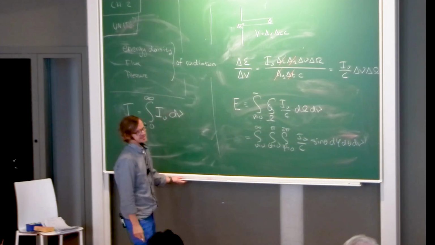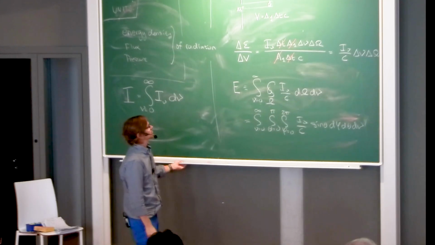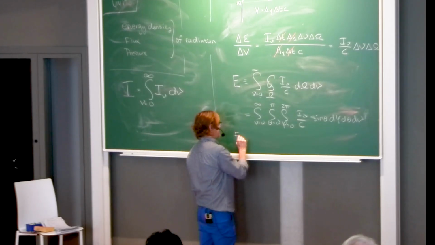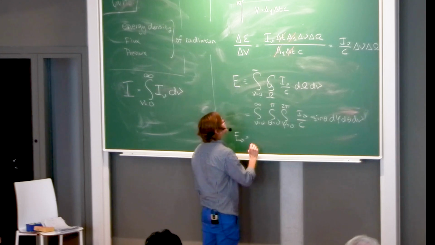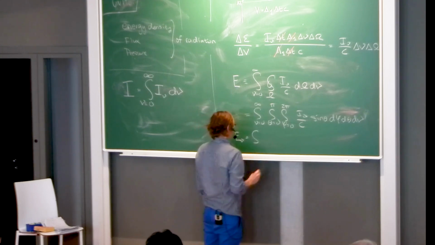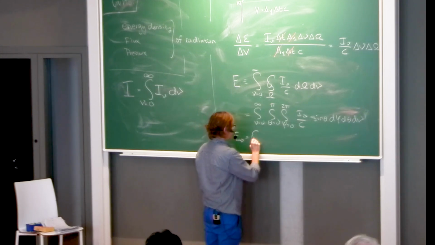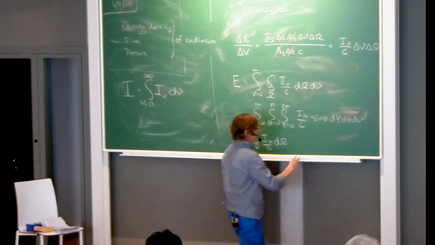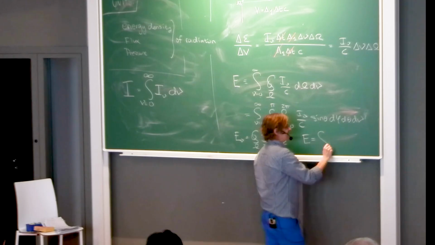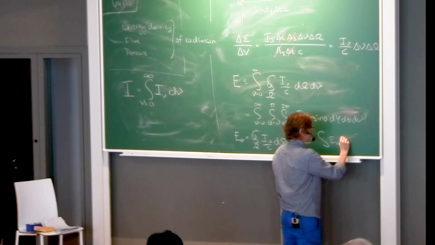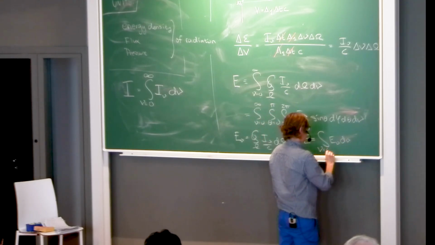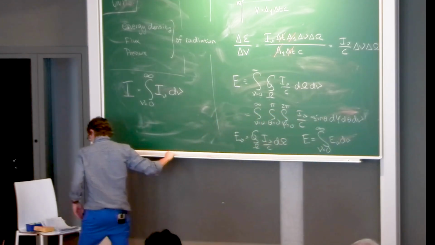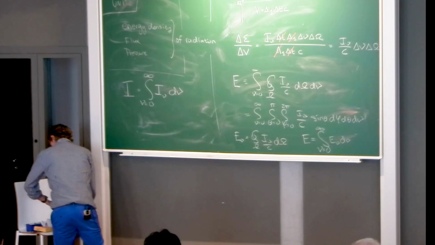Similarly to the specific intensity, we can also choose to define it only per given frequency. That is, E nu is just the integral over all solid angles of I nu divided by C, d omega. Such that the total would be the integral of E nu d nu, where the nu integral is just from 0 to infinity, by analogy. It should hopefully be clear.